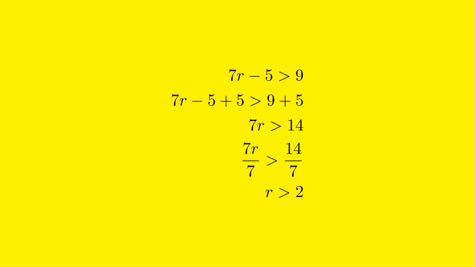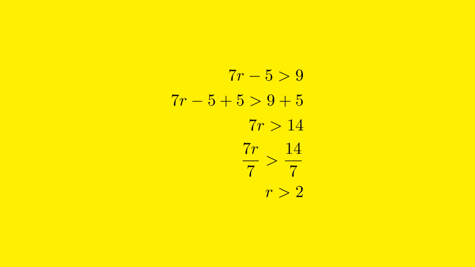To solve the inequality 7r minus 5 greater than 9, we first need to isolate the variable r on one side of the inequality. To do this, we will start by eliminating the minus 5 term on the left side. We can accomplish this by adding 5 to both sides of the inequality. So, starting with the original inequality, 7r minus 5 greater than 9.